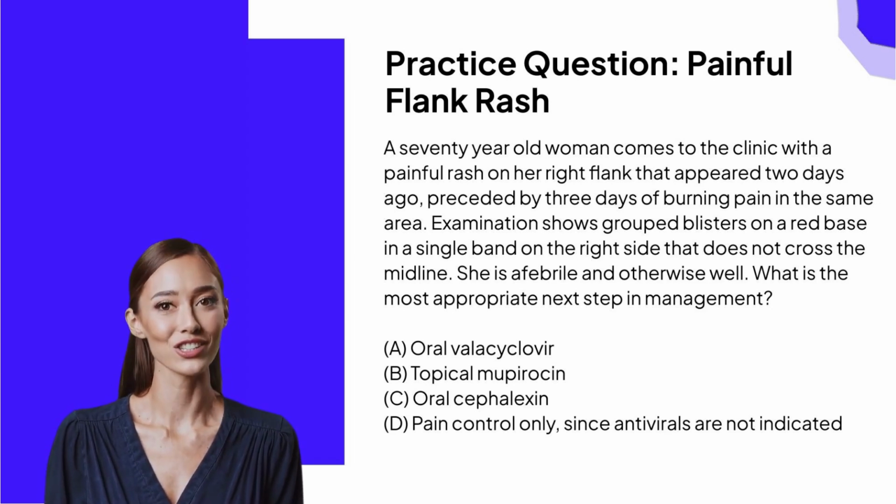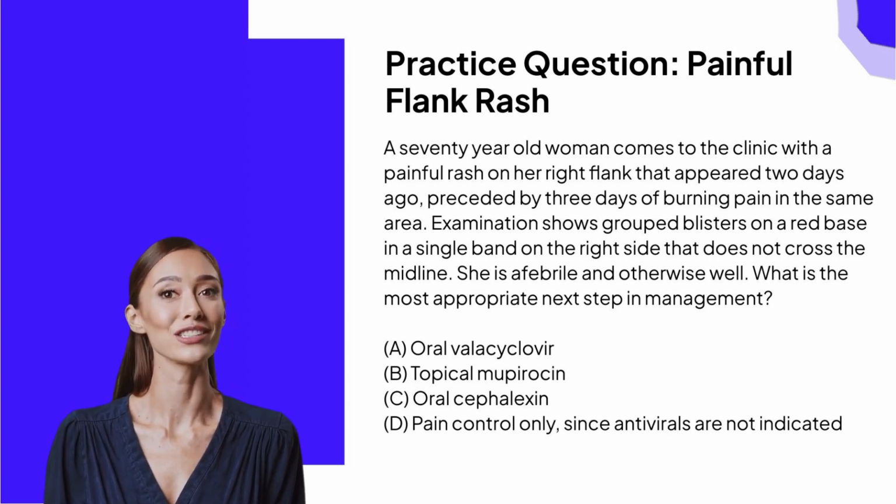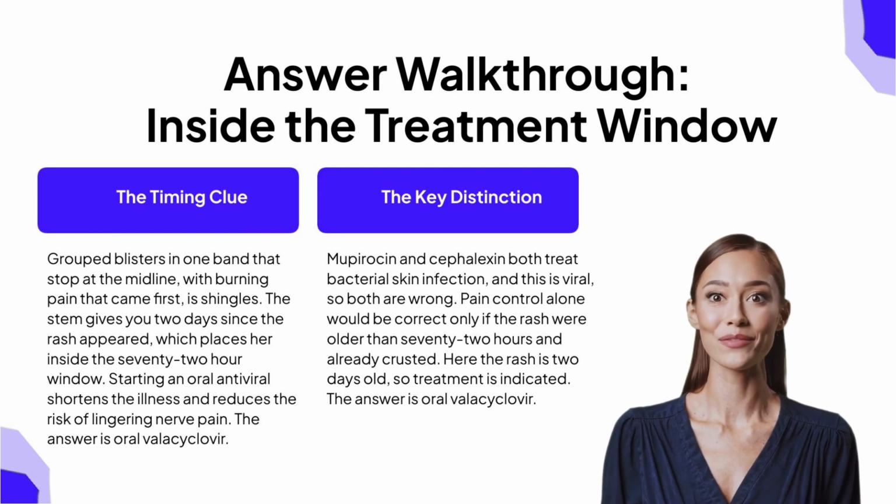Pay very close attention to the timeline in this stem. 2 separate numbers are given to you, and only one of them is the number that matters. Read the 4 choices and commit to your answer. Let us walk through it. Start with the timing clue. Grouped blisters in one band that stop at the midline preceded by burning pain is shingles.